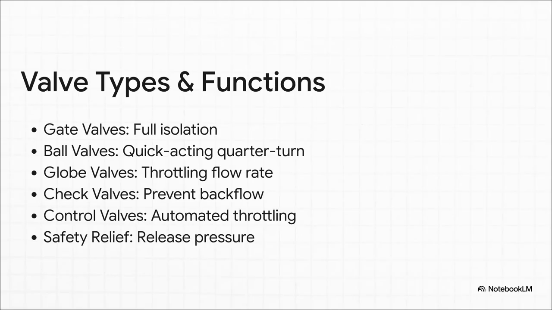Valves are essentially the muscles of the piping system, and they definitely aren't one size fits all. You have gate valves for full open or closed isolation, and ball valves that snap shut quickly with just a quarter turn. When you need to carefully throttle flow rates, you use globe valves. Then you've got critical safety devices like check valves to prevent deadly backflow, automated control valves, and safety relief valves that automatically pop open to release dangerous pressure spikes. They each serve completely different, highly specialized purposes.